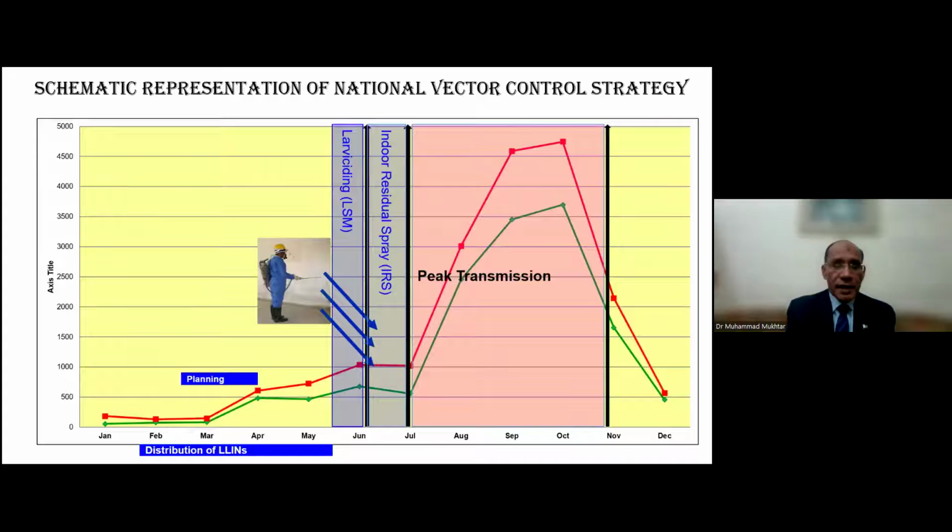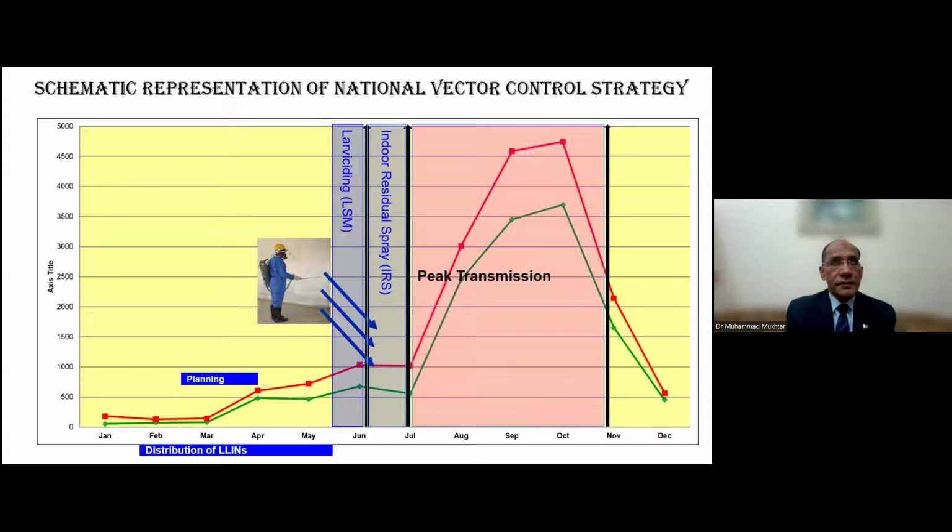And before the larviciding, in the non-transmission months, you are to complete the distribution of the bed nets. So these are some schematic representations of our national strategy for vector control, which clearly indicate the timings for the implementation of the different interventions. Indoor residual spray at least 1 month before the peak transmission. At least 1 month before the IRS, you are to complete the larviciding.